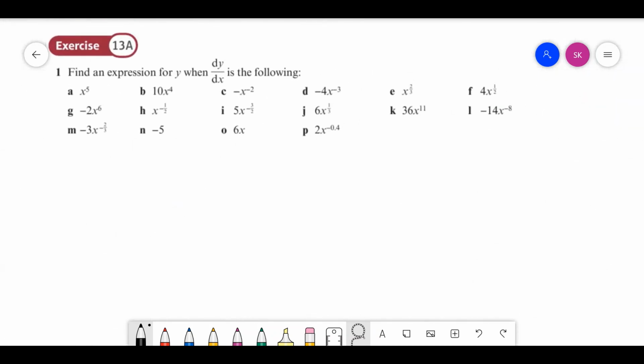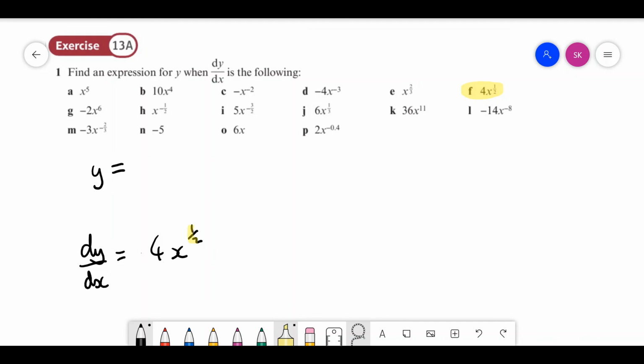So I'm going to pick a couple of spicier questions. I'm going to go for 1f. So it says find the expression for y when dy by dx is the following. And we're told that dy by dx equals 4x to the half. And we're trying to find what y is. Pause the video and have a go at this on your own and press play when you're ready for me to go through it.